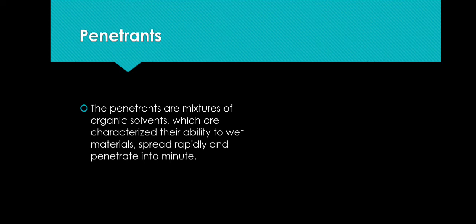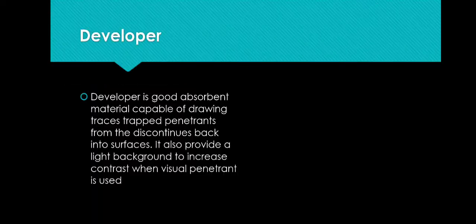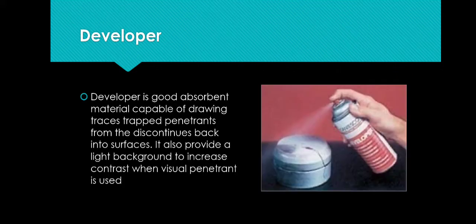So what are penetrants? Penetrants are mixtures of organic solvents which are characterized by their ability to wet materials, spread rapidly and penetrate into minute openings. So this is a penetrant. The second one is the developer. Developer is a good absorbent material capable of drawing traces trapped in penetrants from the discontinuities back to the surface. It also provides a light background to increase the contrast when visible penetrant is used. Generally, developer will be white or pale yellow in color. The main characteristic of a developer is its absorbent nature.